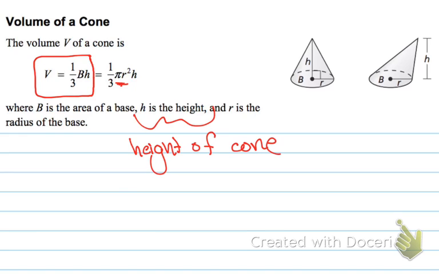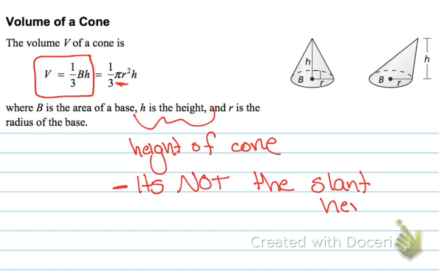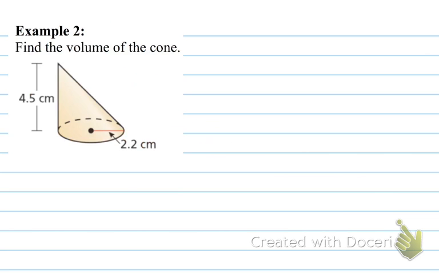Word of caution here, it's not the slant height. Again, slant height is very different. The slant height is this distance right here. We denote that with an L for slant height. That's our slant height, not our height. For height here, we're looking for the height of the cone, so we're looking for that perpendicular distance from the top to the bottom. Okay, all right, so now let's find the volume of this cone.